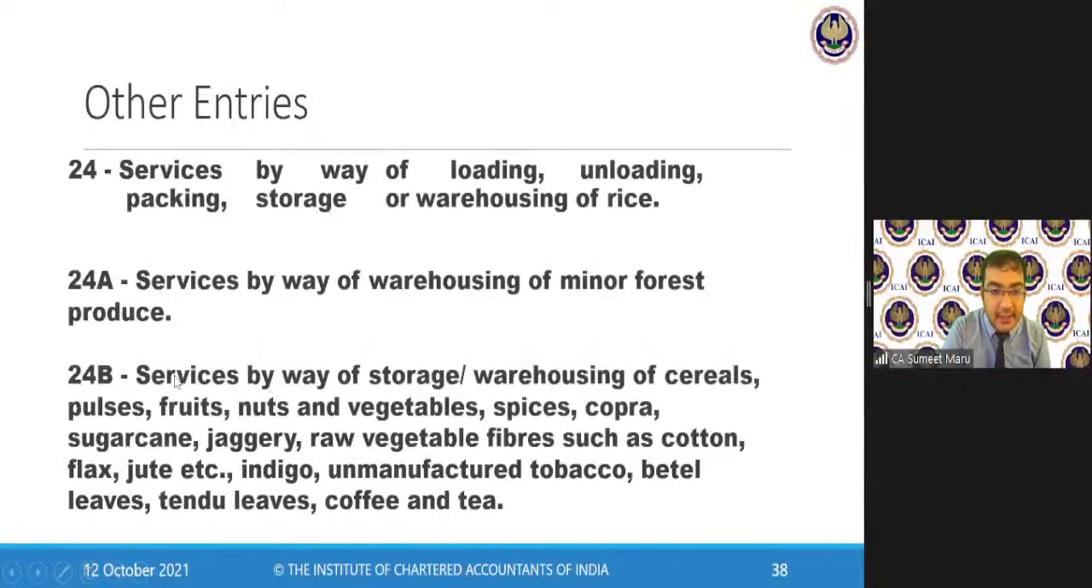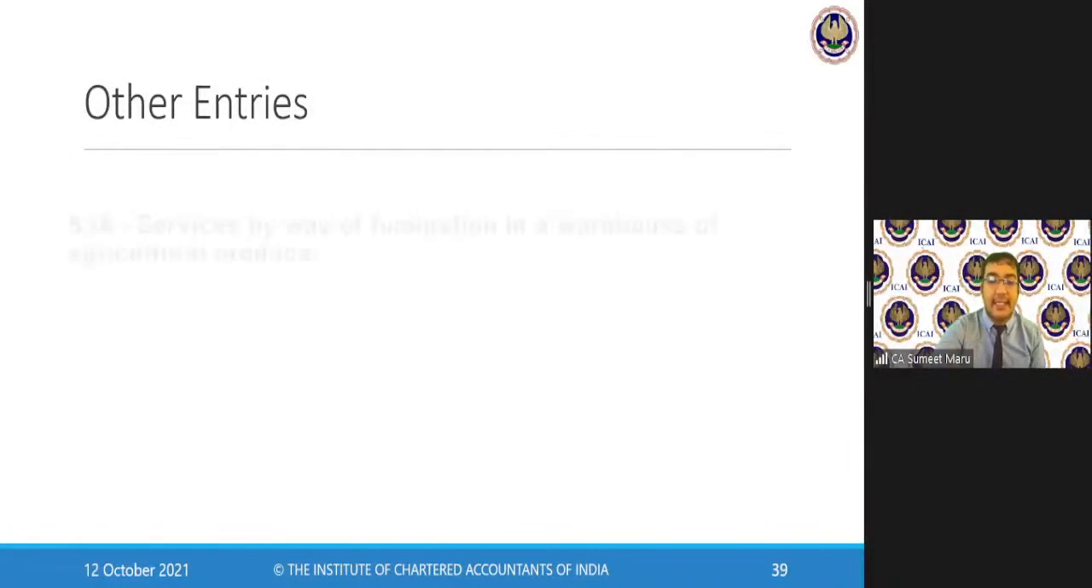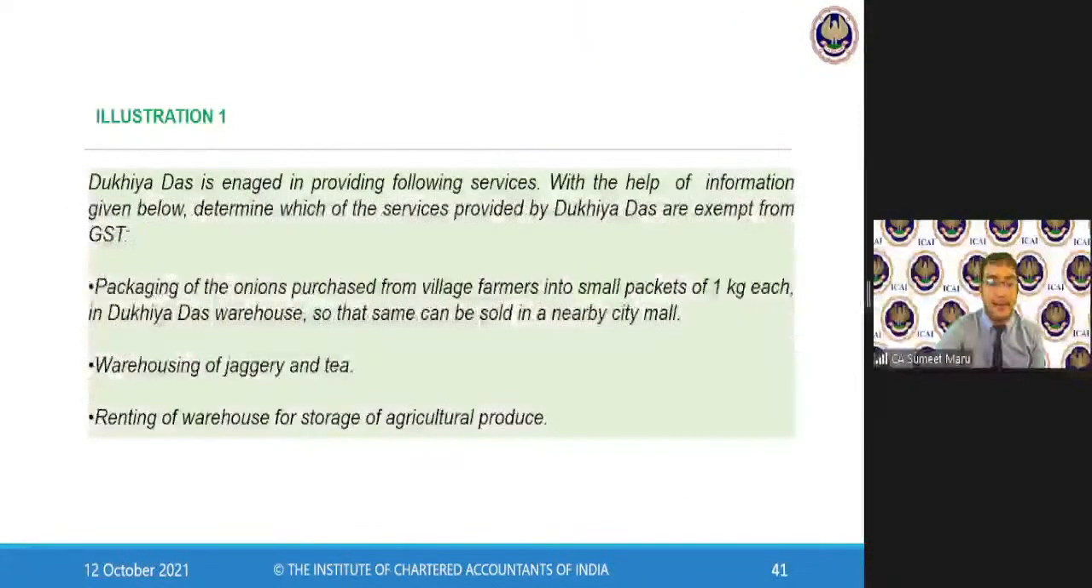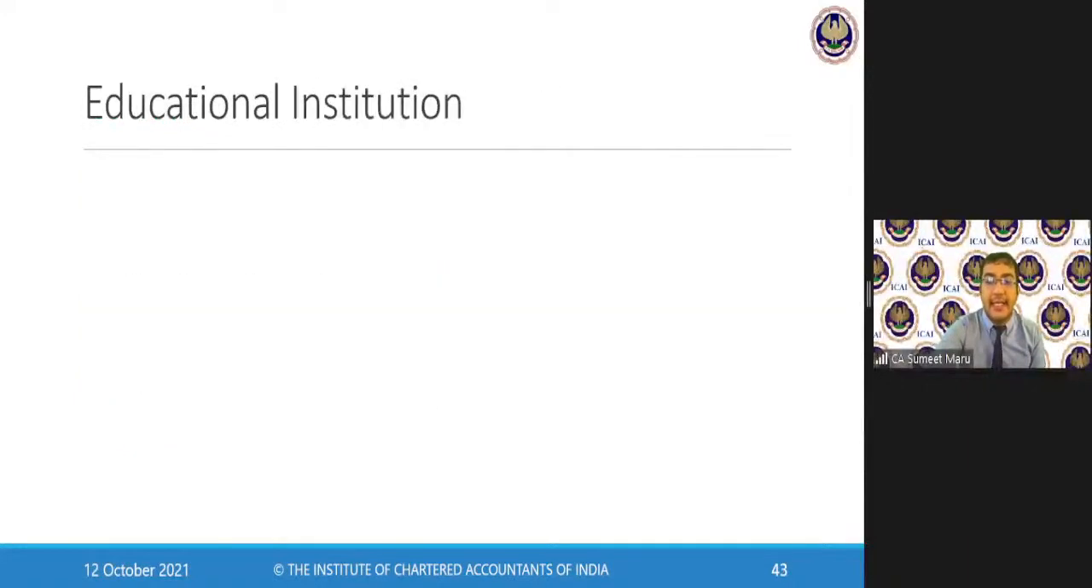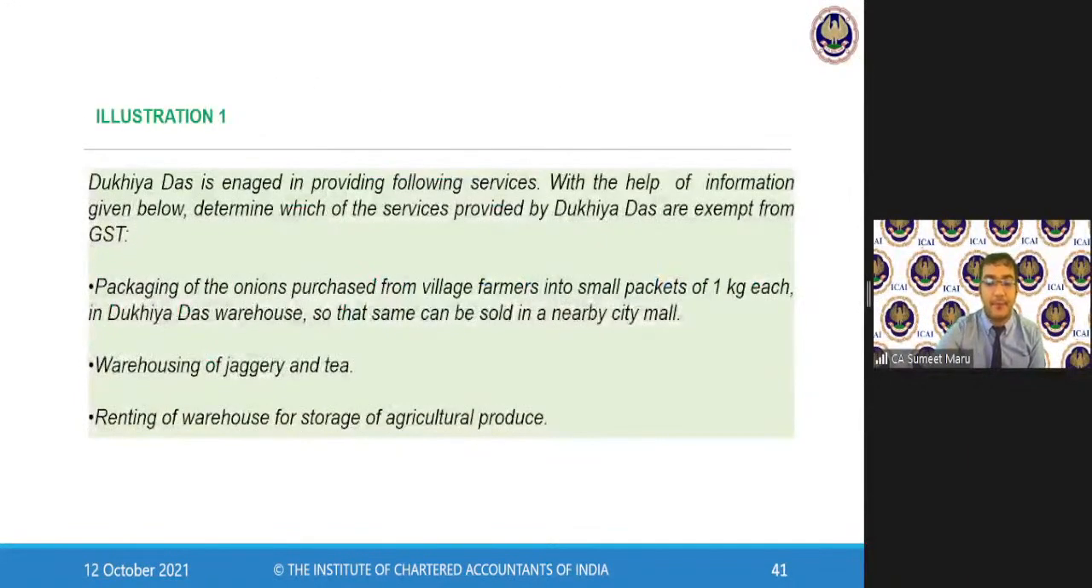And see, here we have seen this entry: services by way of storage, warehousing of cereals, pulses, fruits, nuts. Only storage and warehousing, no loading and unloading. Spices, copra, sugarcane, jaggery, as well as all types of coffee and tea are exempt. Hence the second thing we take as an exempt fund. Okay guys, any queries so far?